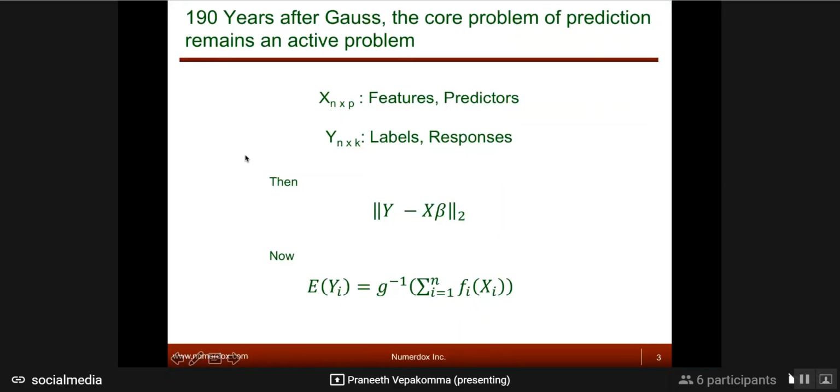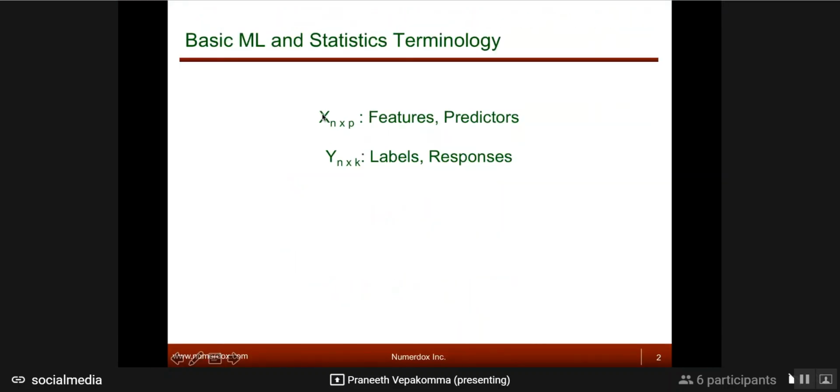Okay, yeah. So just to make sure we have the terminology right, your X is your feature set. So you have P predictors, N samples, N by P. Y is your label set. You again have N labels. And you can have K equal to 1, which is the standard setup where you have one response, one label per record of your input.